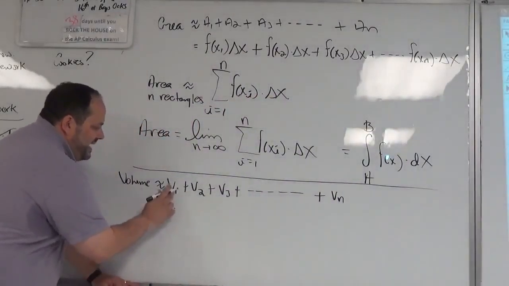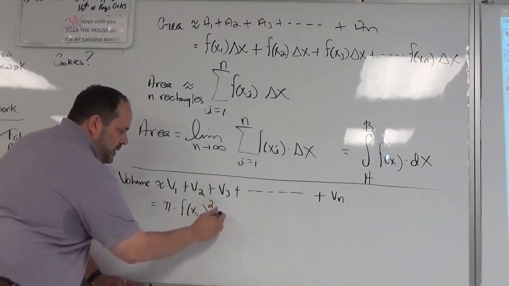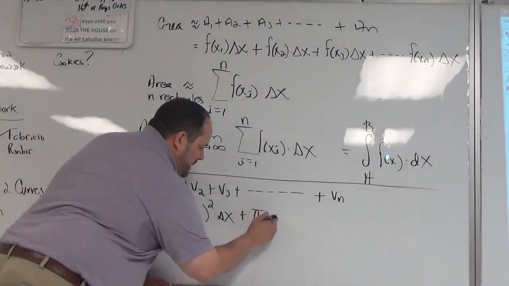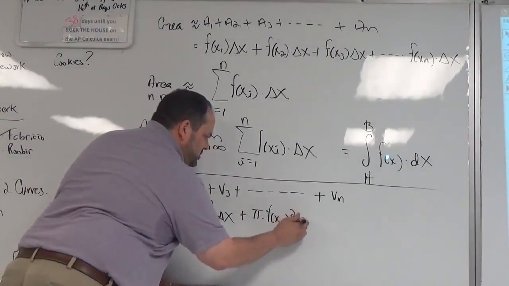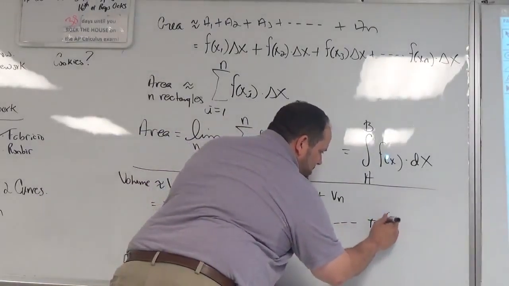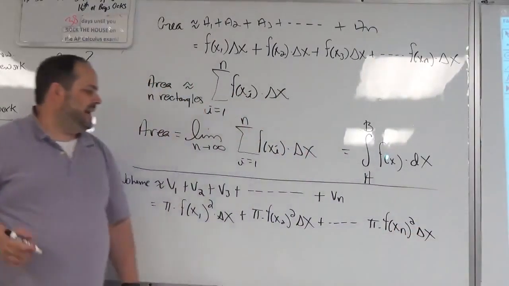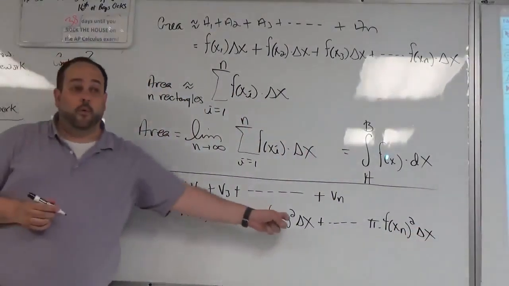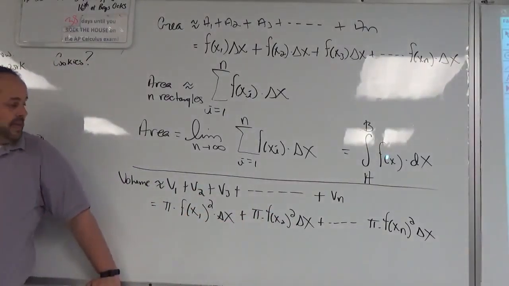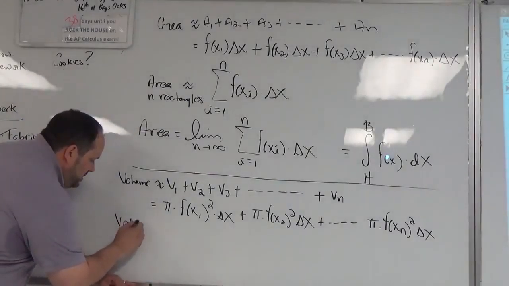It's going to be pi times your radius, f of x1 squared, times delta x. Plus your second one, pi times f of x2 squared delta x. Plus all the way out to the last one, pi times f of x sub n squared delta x. They all have the same form. That's a good thing. Because they all have the same form, guess what?